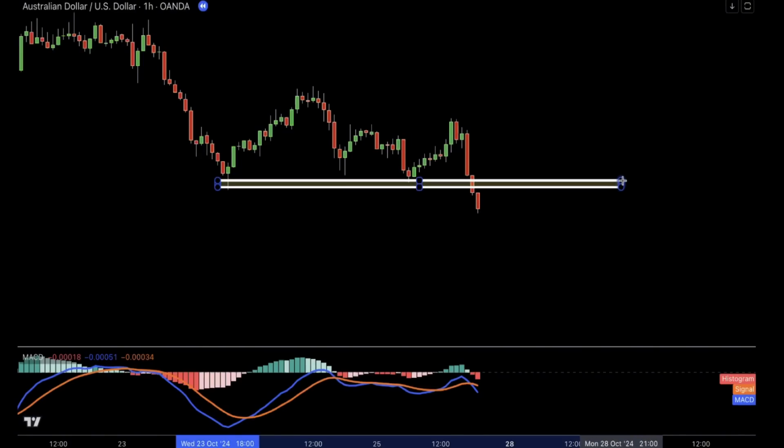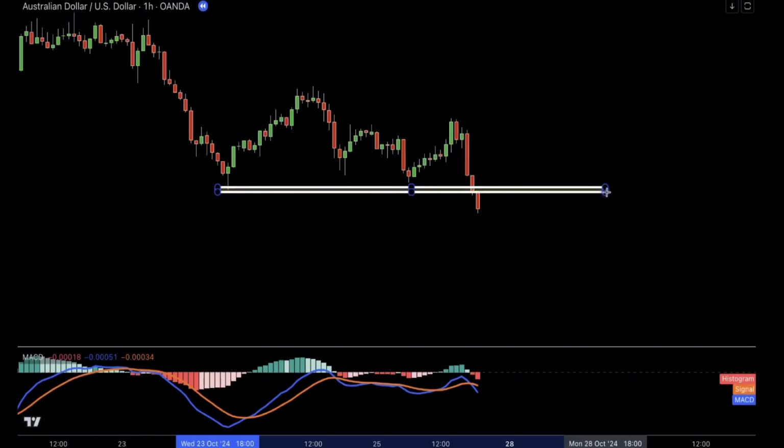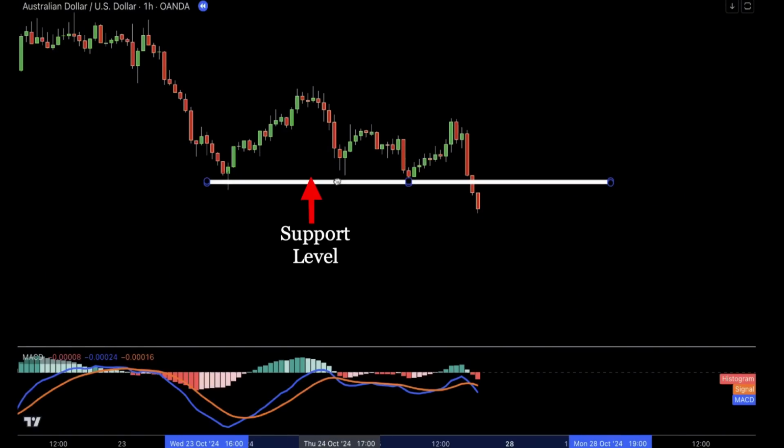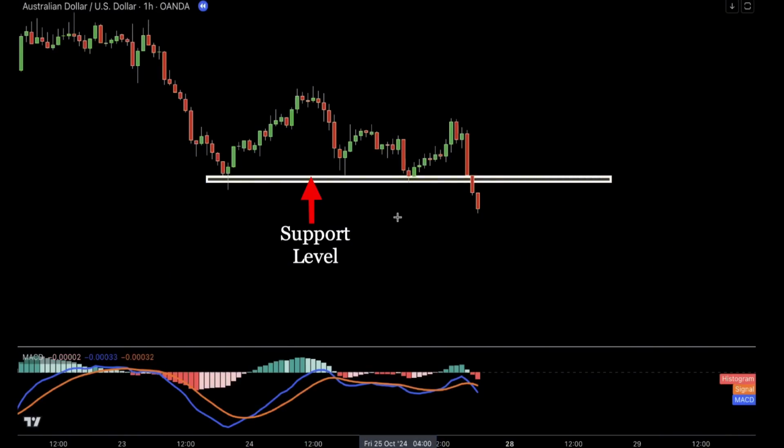Let's analyze another chart example. This time we're looking at the Australian dollar, US dollar on the hourly chart. On this chart, you can see that the market was rejected 3 times from a key support level. The third time, however, the support level was finally broken. This signals that sellers have gained control, and the market may be ready to move lower.